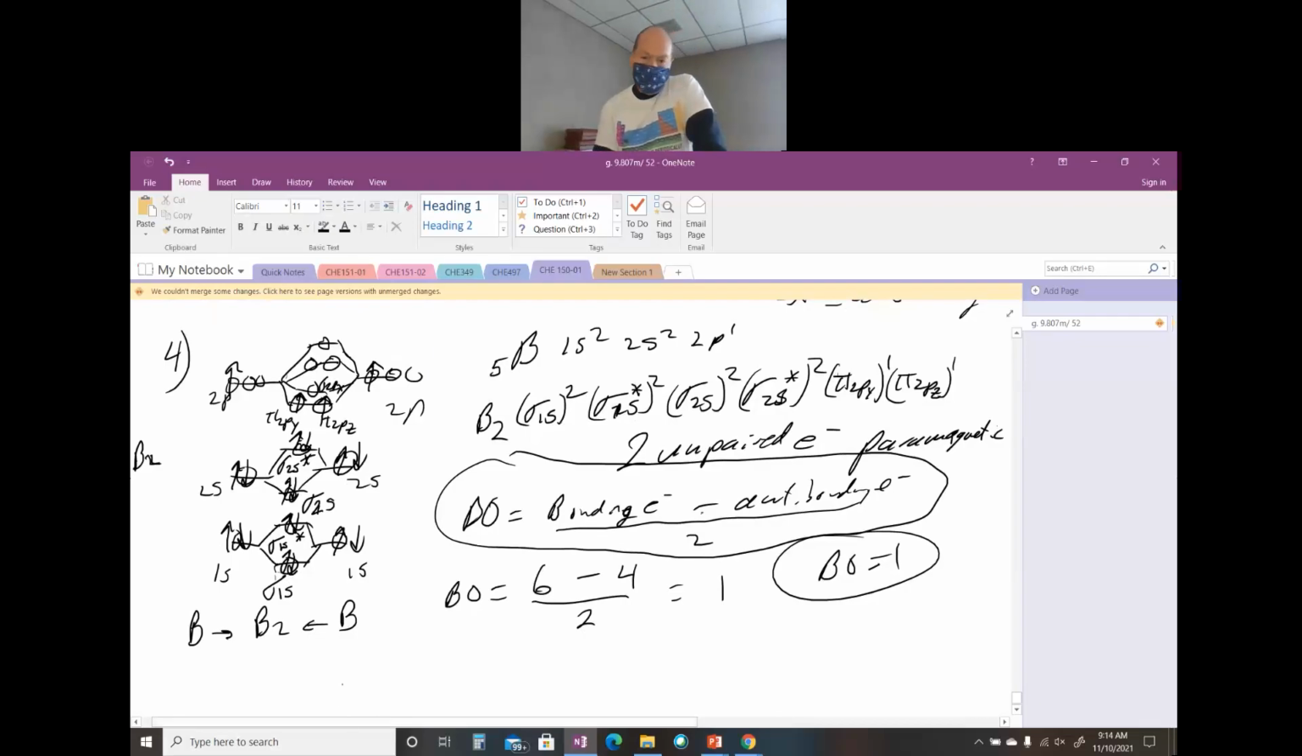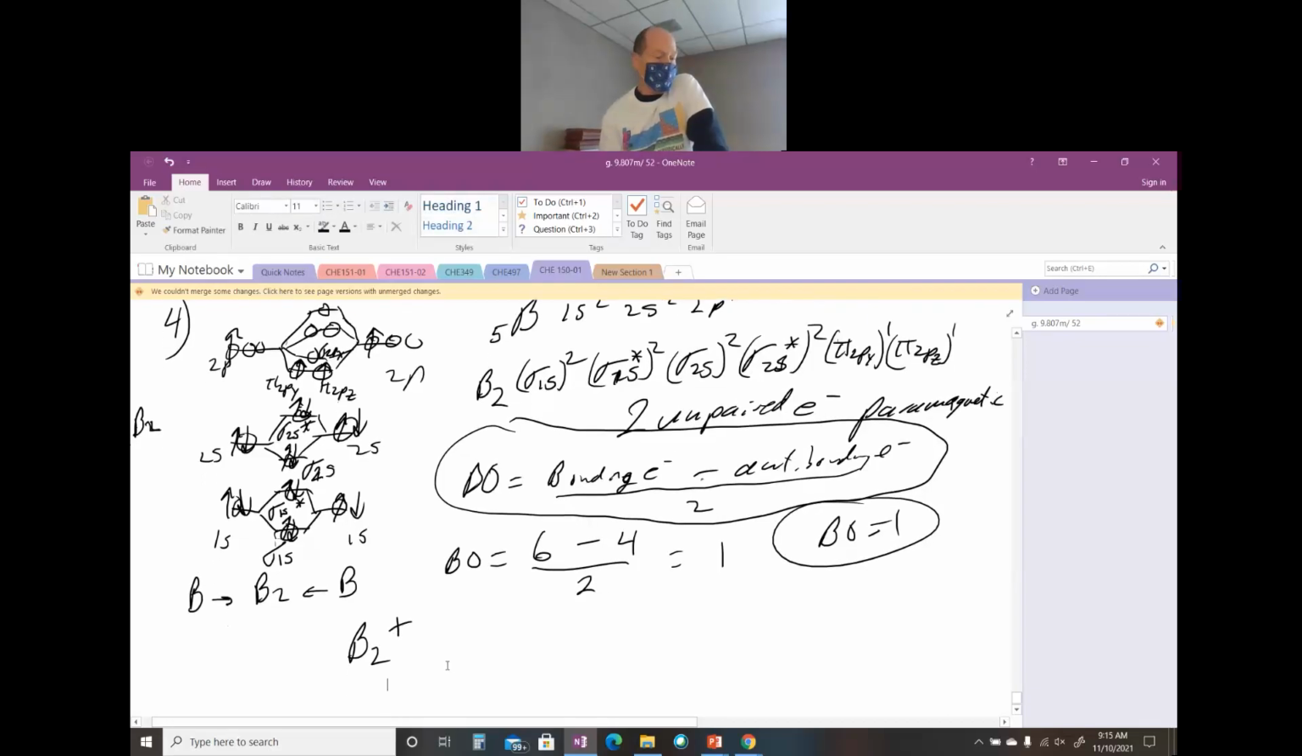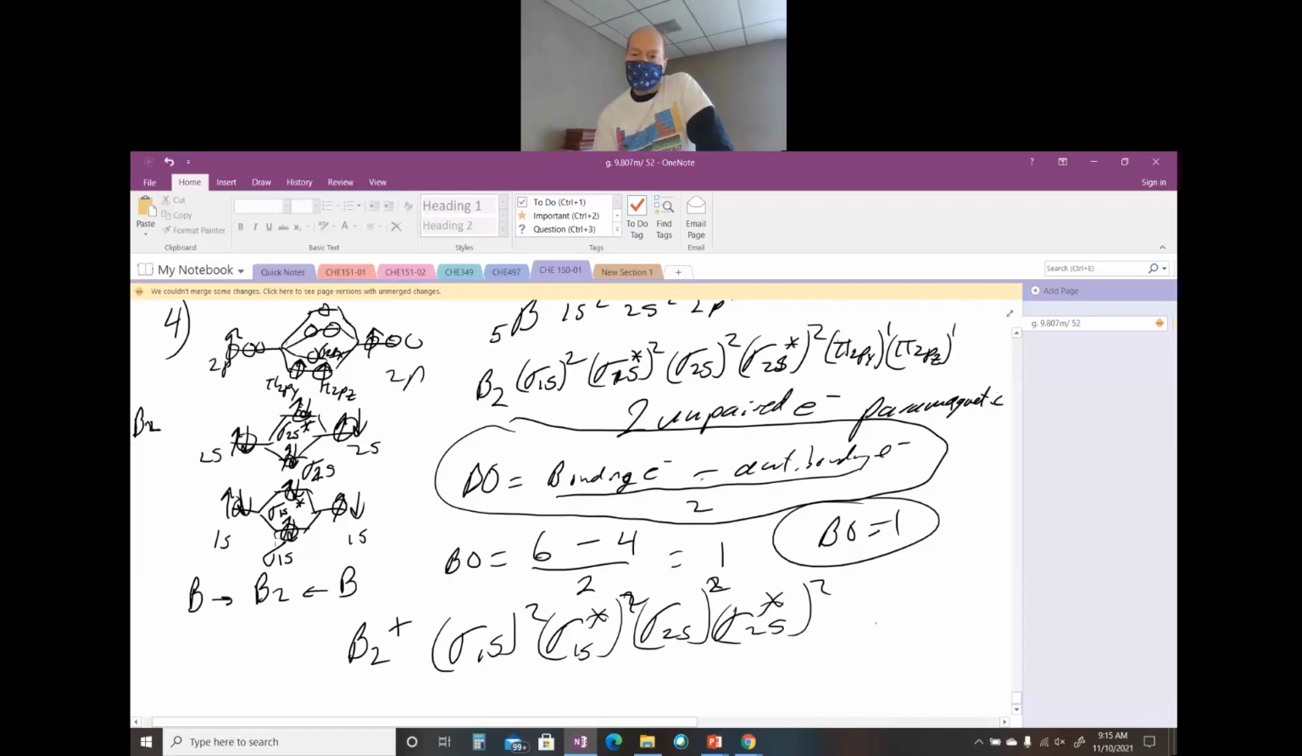All right, so then it asks for B2 plus. That means that I'm going to take an electron out, so I need to remove 1 electron. And so that is simply a sigma 1s2, sigma star 1s2, sigma 2s2, sigma star 2s2, and pi 2py 1.